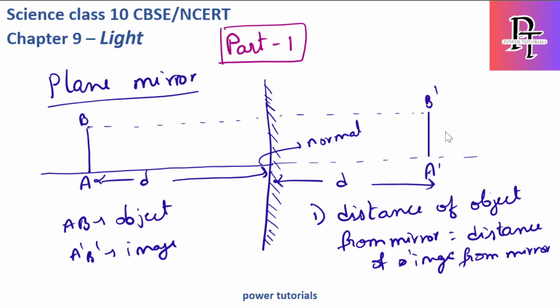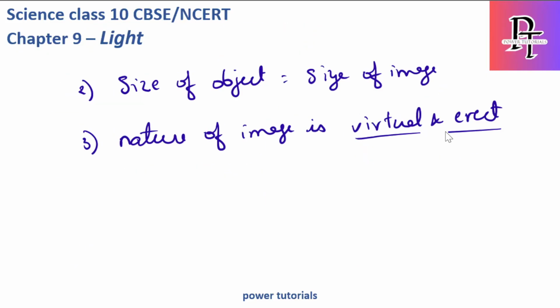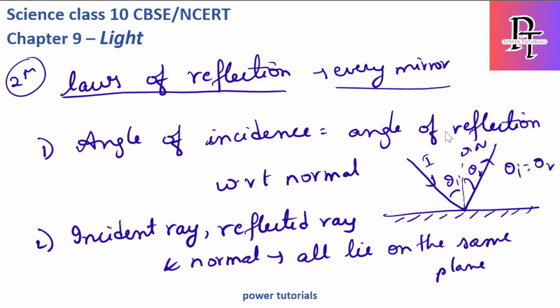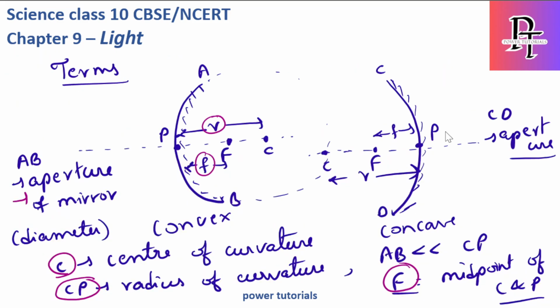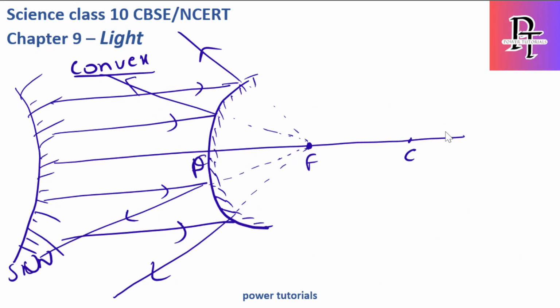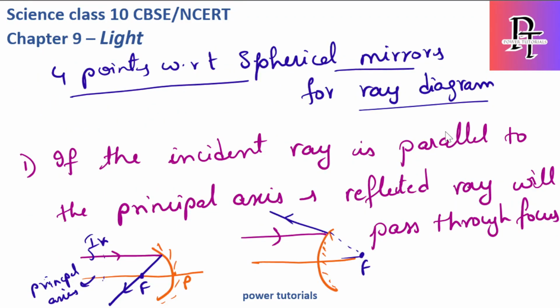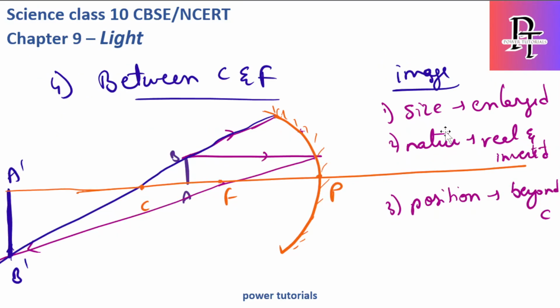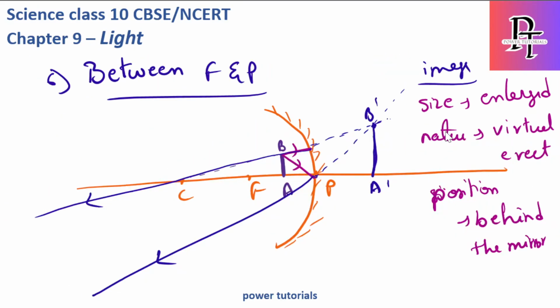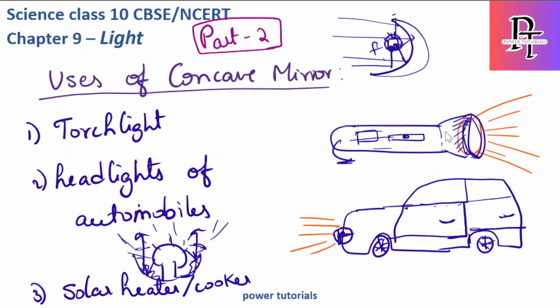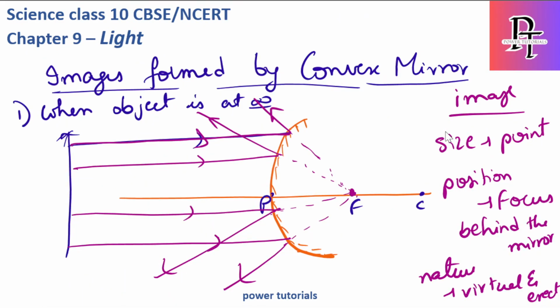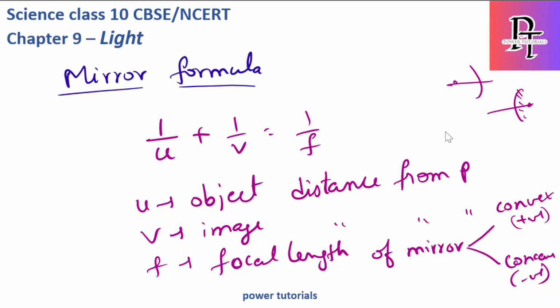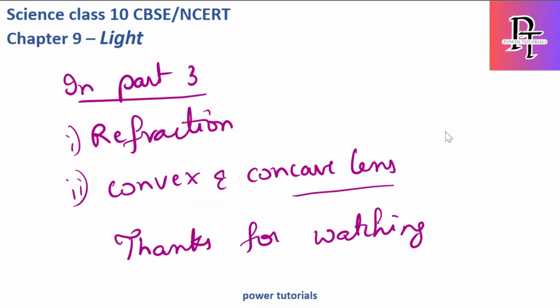In part 1, in detail, we started with the plane mirror, the size of the object and image creation, and then spherical mirrors, terms, concave and convex mirrors, reflection, and how to draw the ray diagram. For the concave mirror we covered how images are formed with respect to the position of the object. In part 2 we covered uses of concave and convex mirrors, sign convention, mirror formula, and magnification.